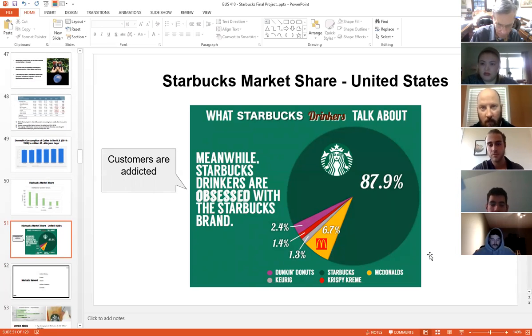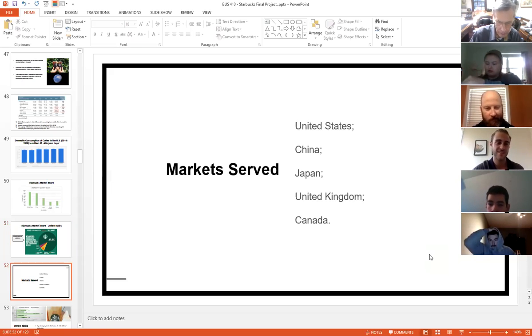Here is just a pie chart comparing Starbucks against its competitors. So it has 88% of market share compared to 6 to 7% of market share for McDonald's. Well, this is presence of mind. This is when they go out and do surveys. What do Starbucks drinkers talk about? They talk about just Starbucks. This chart says Starbucks customers love Starbucks.